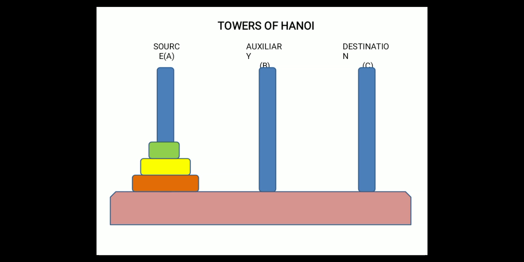The smaller disc is placed on the larger disc, so they're stacked up according to their sizes in decreasing order in one tower. The problem is that you have to move all these stacked up discs from one pole to another pole. For example, you have to move all of them to the destination pole or tower.